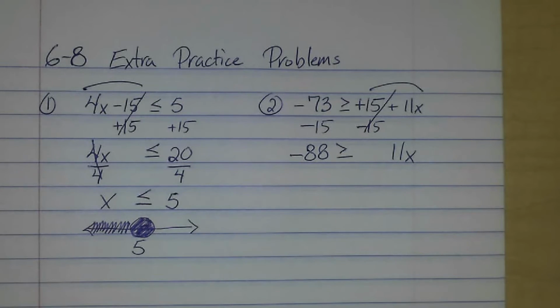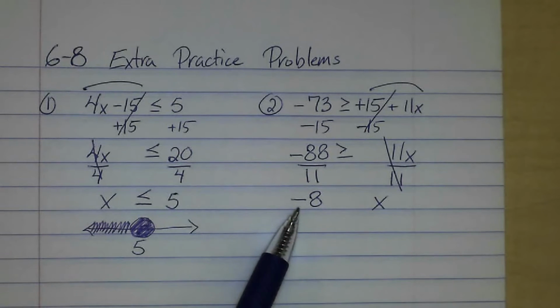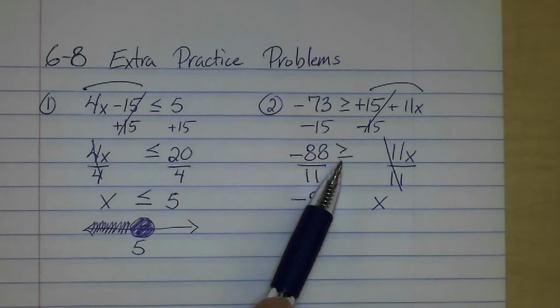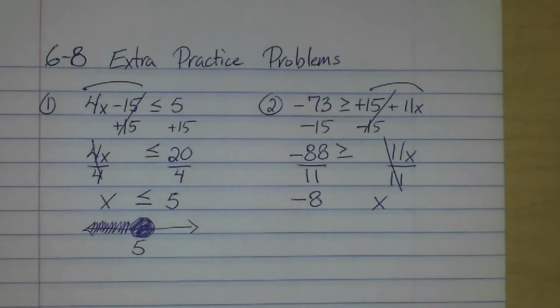The opposite of multiplication is division. And the 11's on the right-hand side cancel, leaving x. And on the left, negative 88 divided by 11 is negative 8. Now don't be tricked here. My answer is negative 8, but did I divide by a negative number? No. The only time you flip this inequality sign is if you multiply or divide by a negative number. So that inequality sign is going to stay the same. So now I have negative 8 is greater than or equal to x.